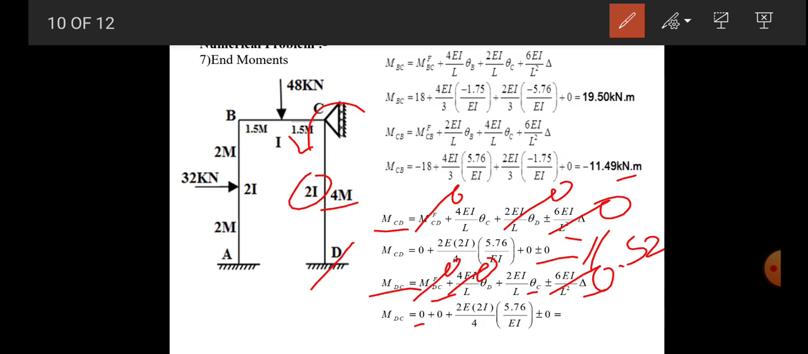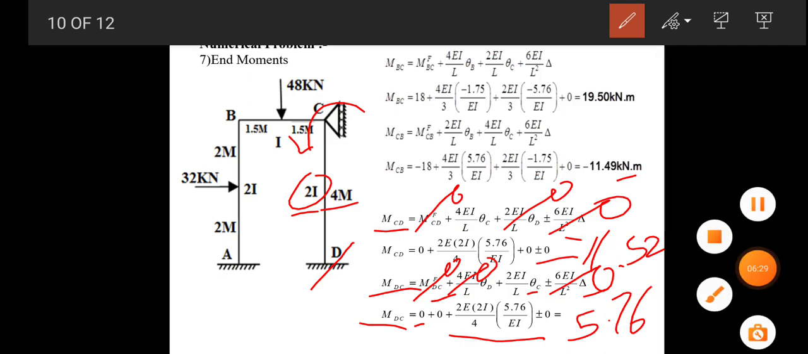So only the theta C value will be there, and by putting that value and moment of inertia 2I, length is 4, we have MDC is equal to 5.76 kilonewton meter. So we have all end moments. Now draw the bending moment diagrams.